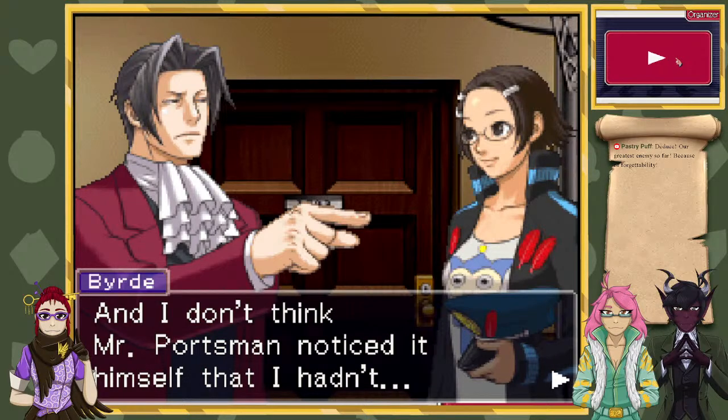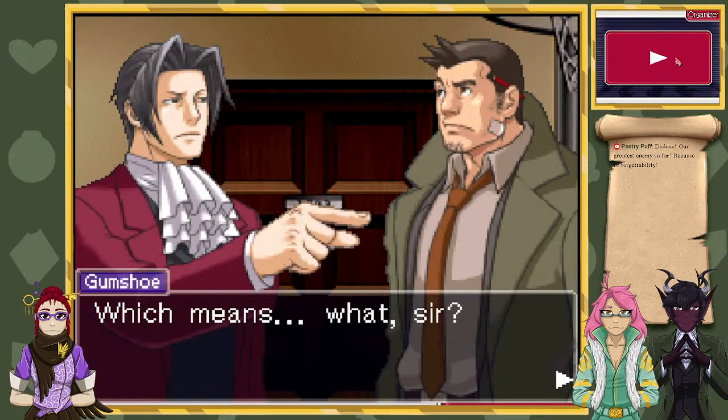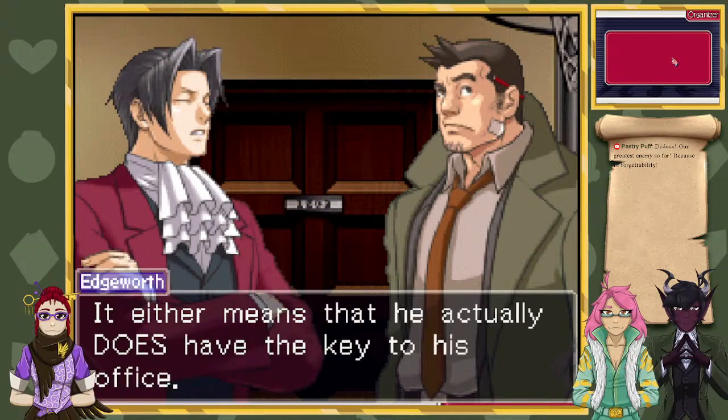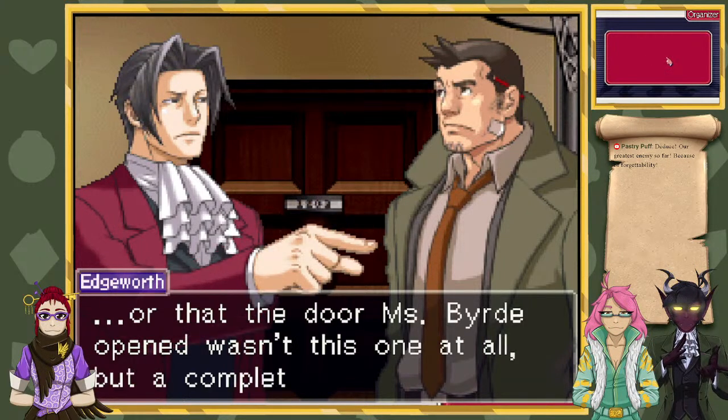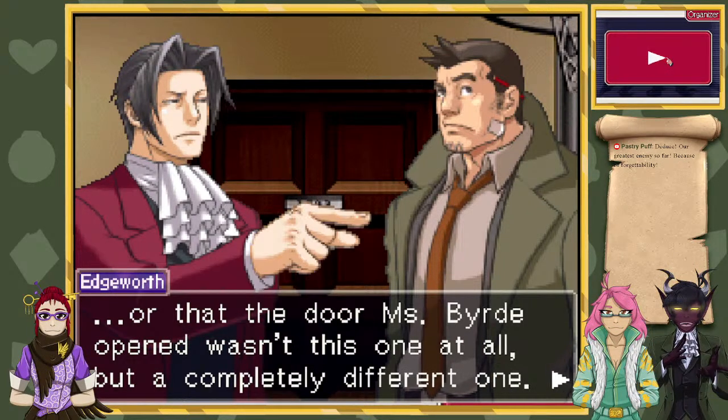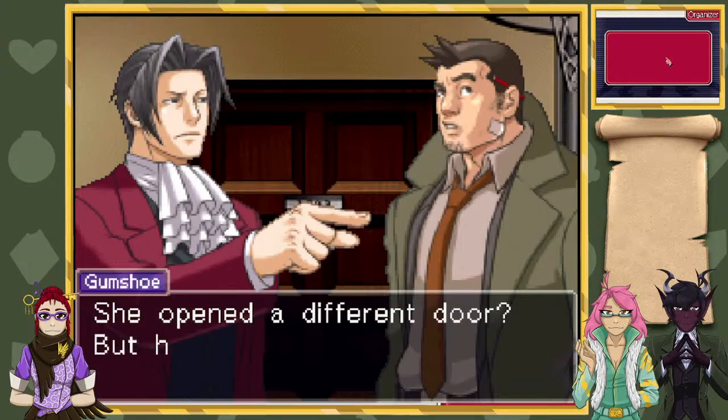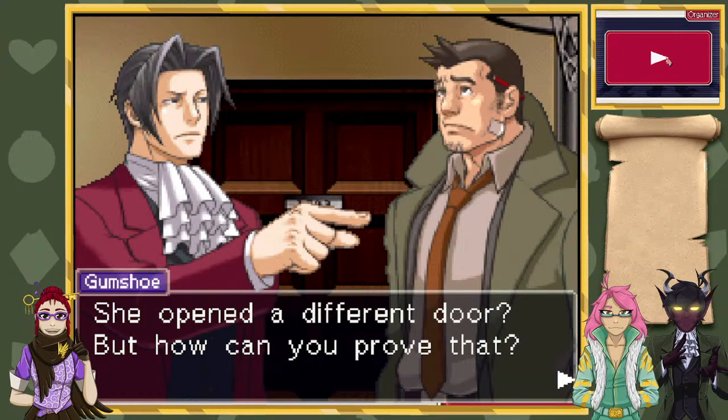And I don't think Mr. Portsman noticed it himself that I hadn't. Which means... what, sir? Yeah, that means that he actually does have the key to his office. Or that the door Miss Bird opened wasn't this one at all. Number plates, but a completely different one. Switch. Yep. She opened a different door? But how can you prove that?